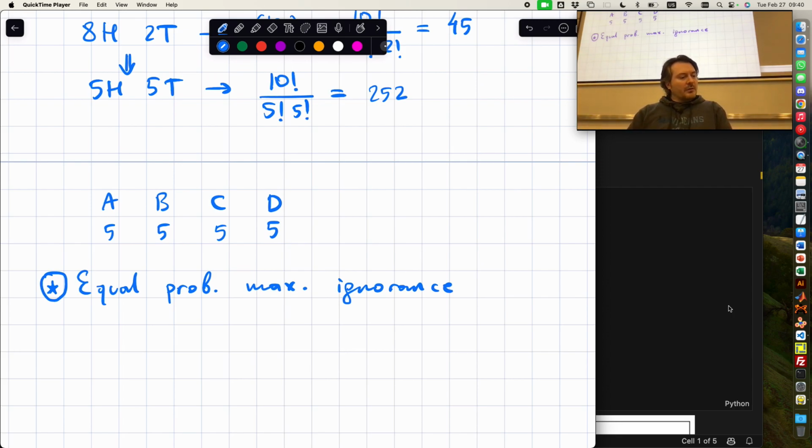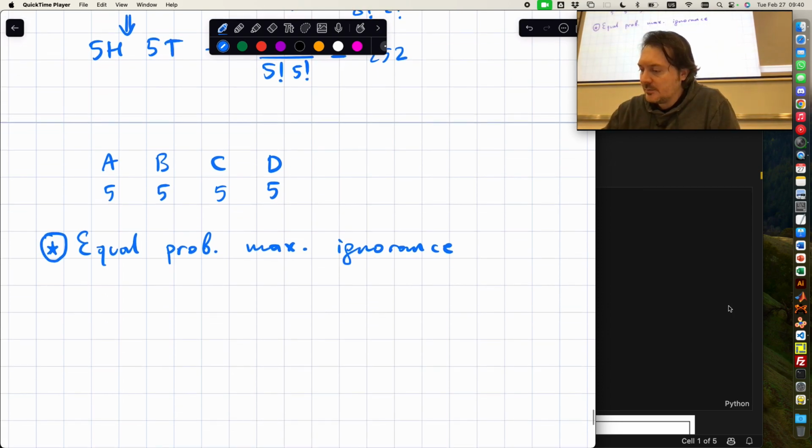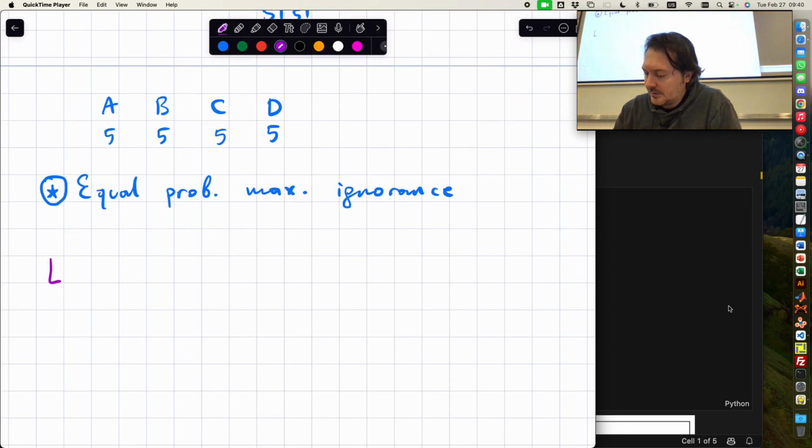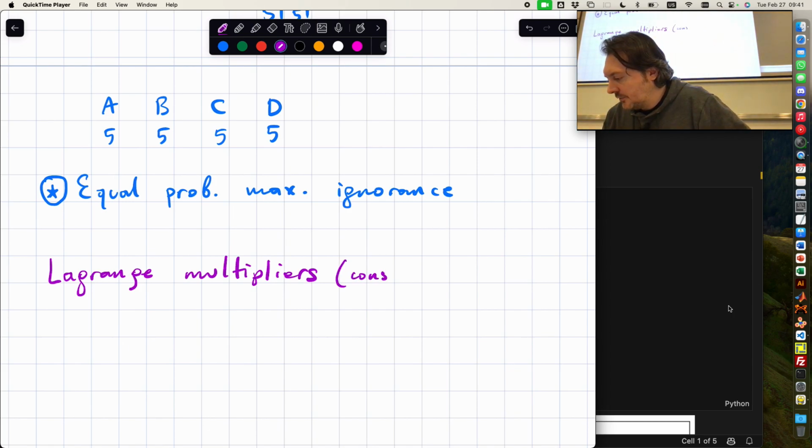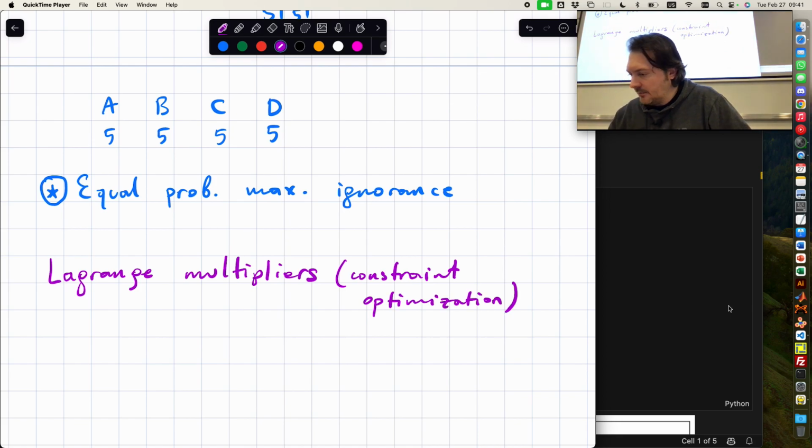Okay, so let me have a parenthesis now. We will come back to this problem. In the parenthesis, let me talk to you about Lagrange multipliers. This is a way of constraint optimization. I will give a very simple example.